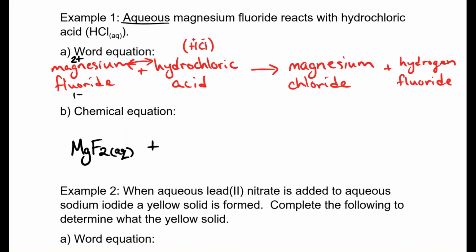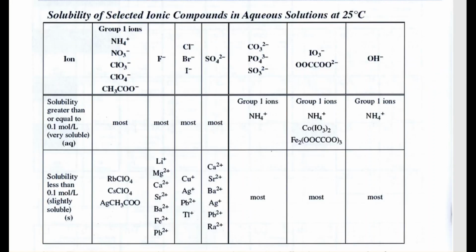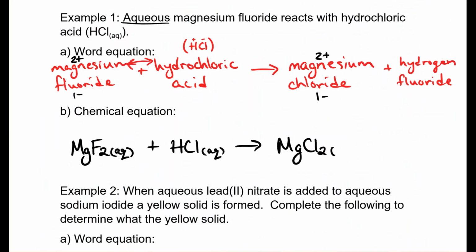But it's a solution. It says aqueous magnesium fluoride reacts with hydrochloric acid, HCl, and it's aqueous because they tell us it is. So we're going to get magnesium chloride. Magnesium's 2+, chloride is 1-, MgCl2. And let's double check the data booklet. When I look at Cl, Mg's not down here, so it's going to be aqueous.